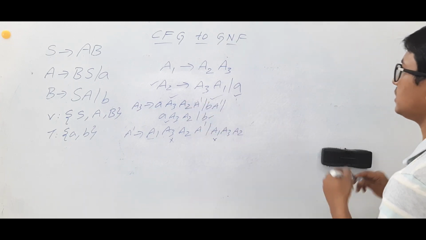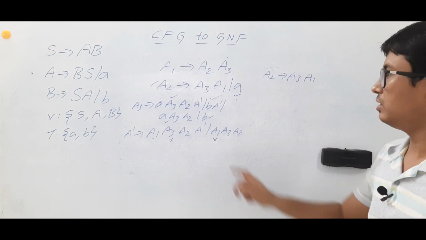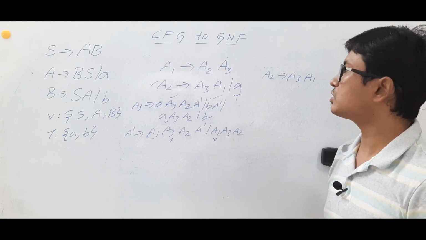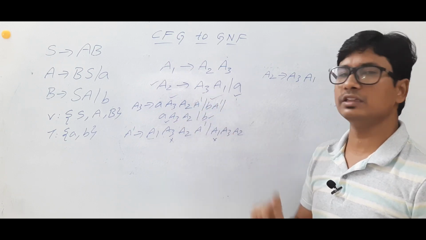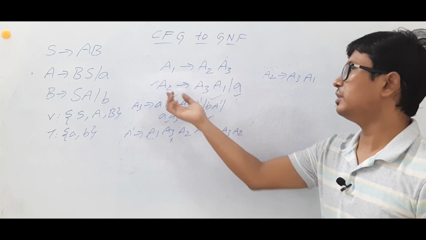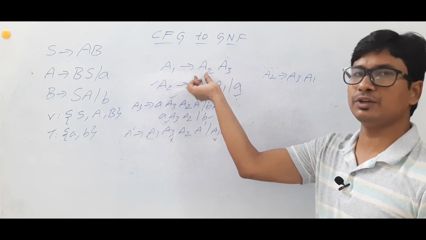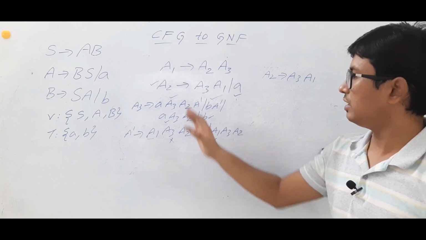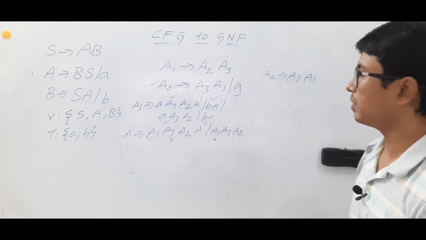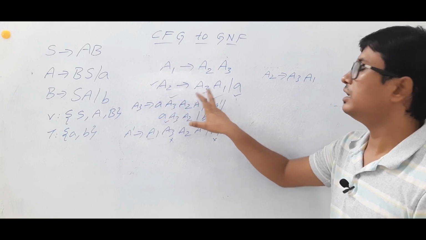Now if you see that A2 determines A3, A1, this is not in the GNF. Among all these, first I will take this A2 determines A3, A1. Why am I taking this one? Because already A3 is in the GNF form. So in place of A3, if I keep these productions, then obviously A2 will be in the GNF. Then I will keep the productions of A2, then A1 will be in the GNF. Then if I keep the A1 productions here, A dash also will be in the GNF form. Are you able to understand? So that's why I have taken the production A2 determines A3, A1.